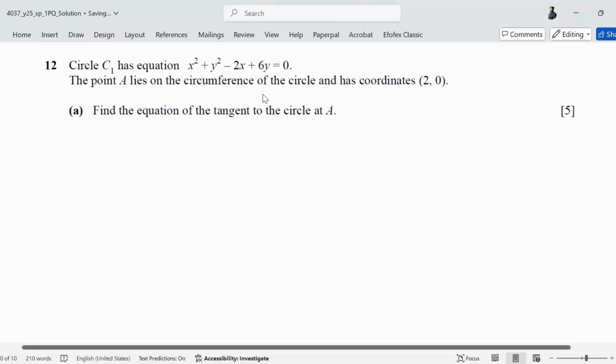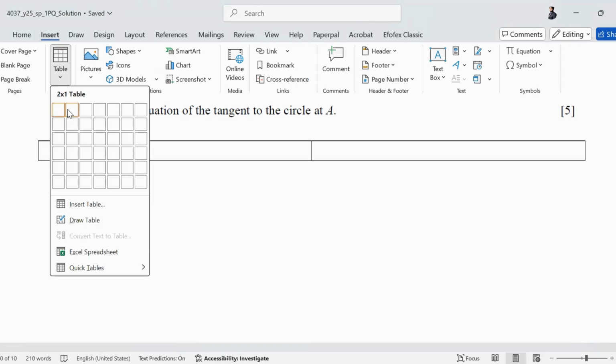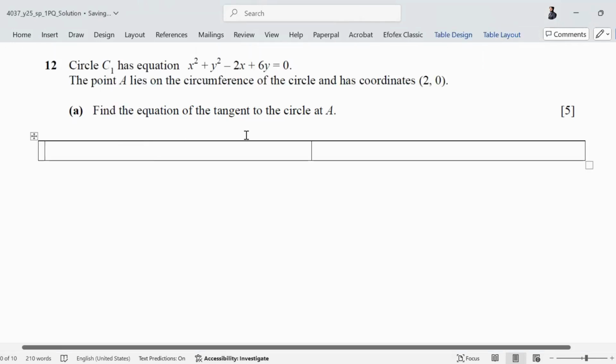Okay, so circle C1 has equation. Question 12 is what I am focusing on. X square plus y square minus 2x plus 6y equals 0. Those of you who are confused about equations of circle, there's a very short video on my channel. You can go through that and let me know if you still have trouble. Okay, so find the equation of the tangent to the circle at A.